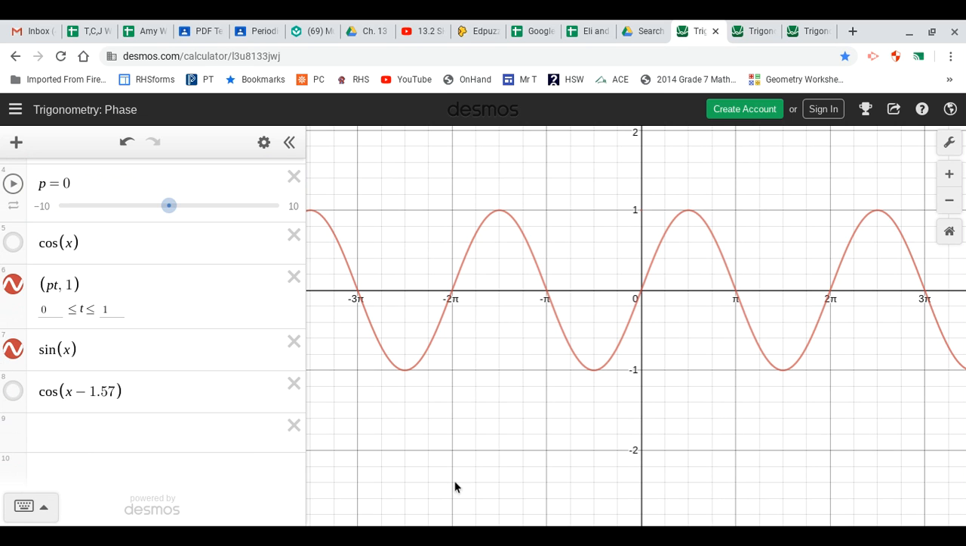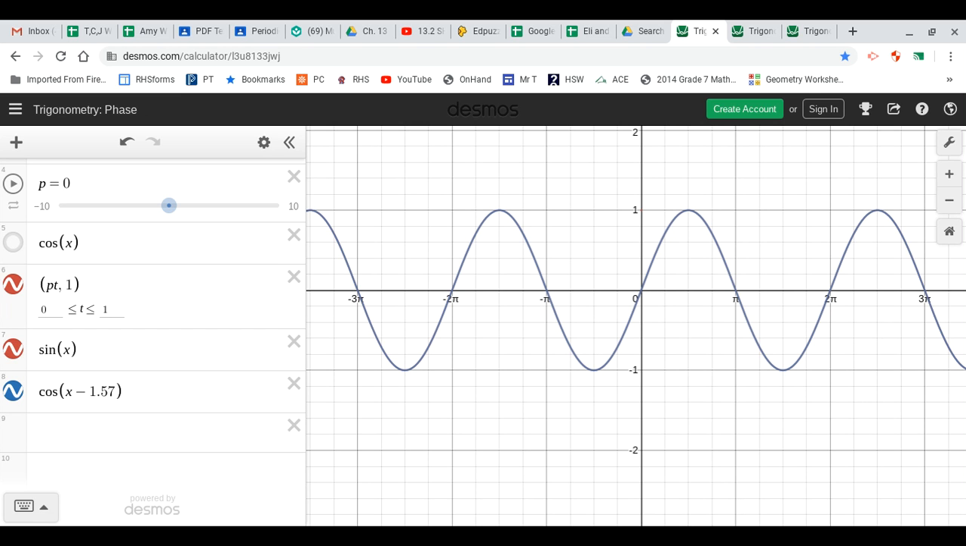Okay, so now I'm just showing the sine function, but now I'm going to click on this cosine function. And notice what happened. I'm going to click and unclick it. It overlaps it. It's the same function. That's what we call a phase shift.